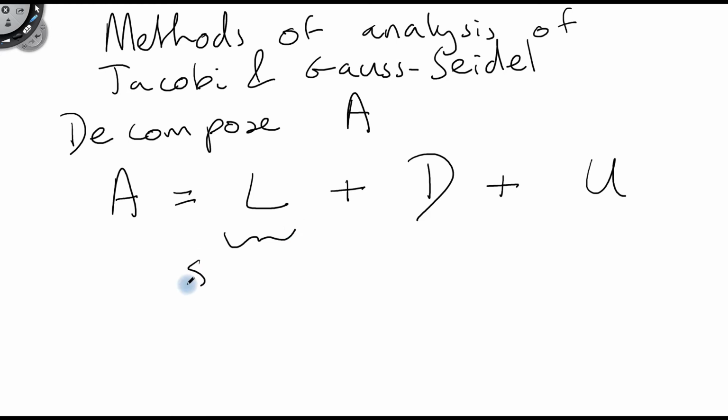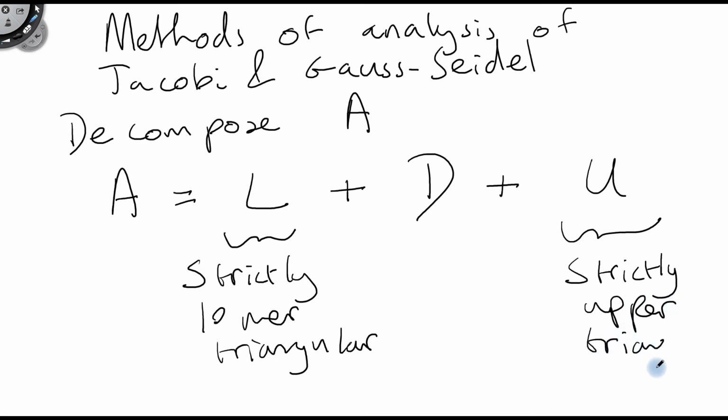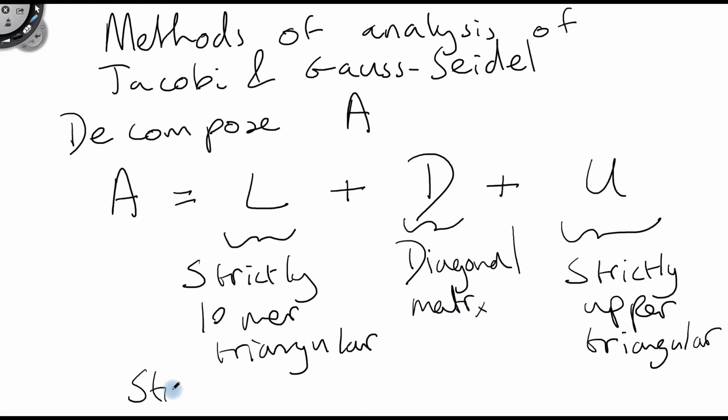So this is a strictly, and I'll explain what I mean by strictly, lower triangular, and this is strictly upper triangular. And then this D is a diagonal, purely diagonal matrix. So strictly, in this instance, implies it has 0 diagonal.